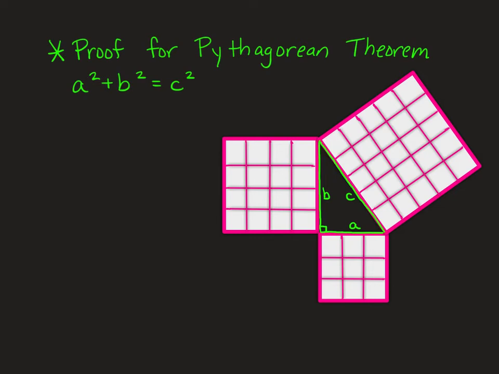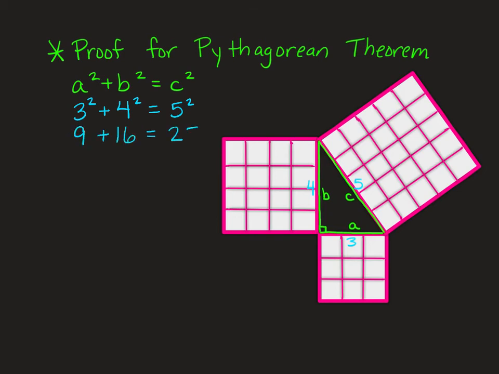I could measure those sides and see that a is represented by 3. So we'll plug that in, and we have a squared is 3 squared. And b is a length of 4. We're just counting the lengths of the sides of the squares. We plug that in here, and we have b squared. And then c is a length of 5 units. And so we can plug in 5 for c, and we have 5 squared. And so we can simplify, and we get 9 plus 16 equal 25.